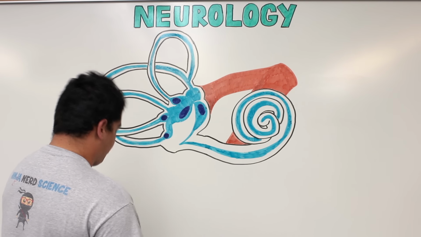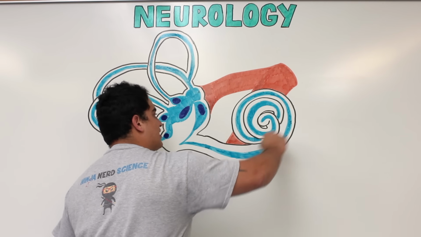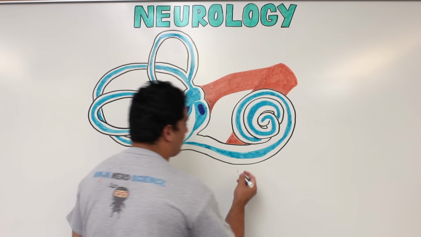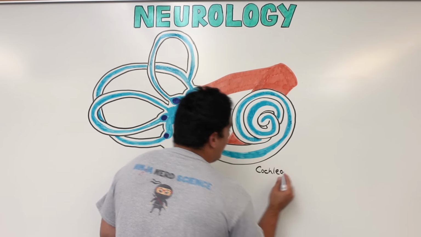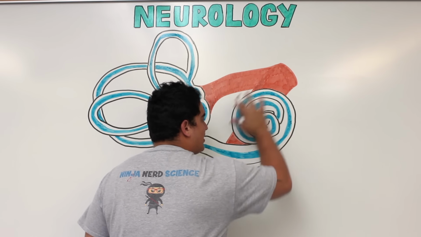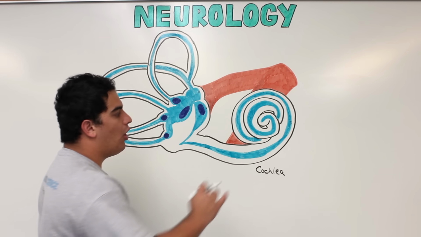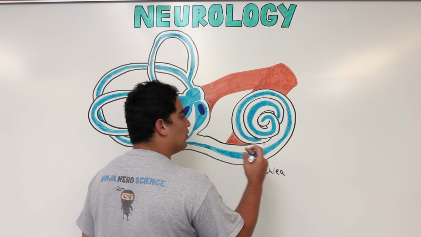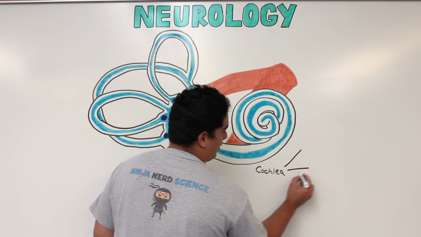So first off, what is this big old structure right here called? This big old snail-like looking structure. This big old beast right here is called the cochlea. This structure that's nice and windy and swirly, that's called the cochlea. Now the cochlea is actually broken up into 3 different chambers that we'll look into in great detail.